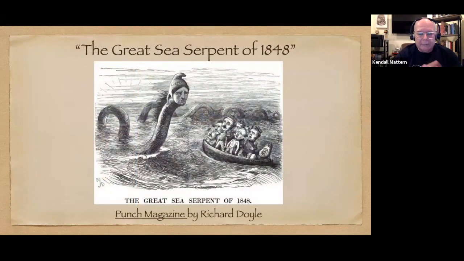So Punch magazine, a political comic magazine, satire, published this cartoon as a result of the 1848 revolutions. Here's the great sea serpent of 1848. She's wearing the cap of liberty, and she's threatening this little boat that's full of European monarchs. So you take it from this cartoon, with the sun rising in the back, that Punch is sympathetic to the radical cause, at least to some degree.